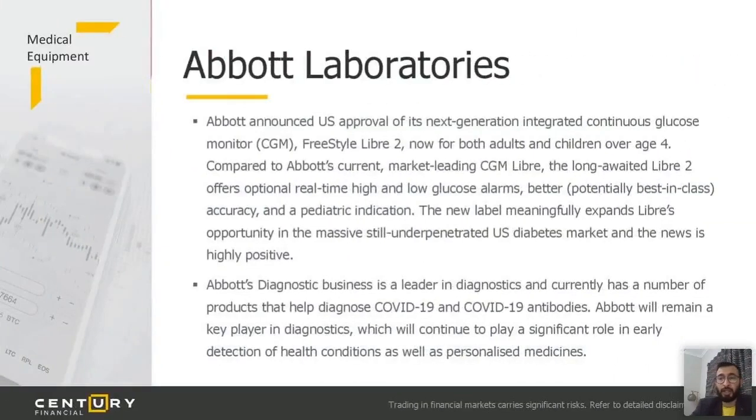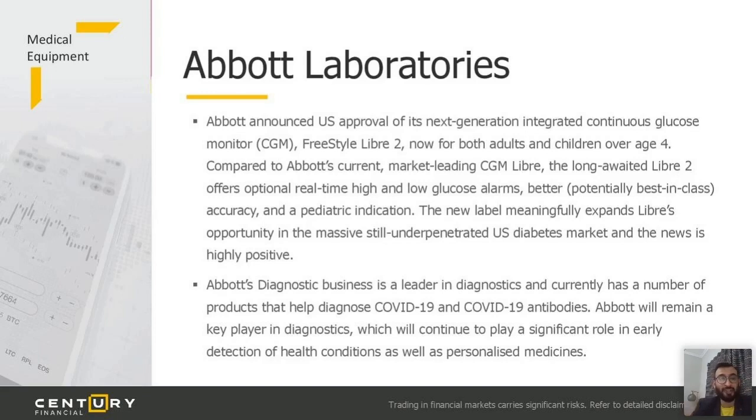Now, moving on, after Avantor, we are looking at Abbott Laboratories. Again, this is one of the medical equipment companies, a leader in the diagnostic business, and it currently has a number of products that help diagnose COVID-19 and COVID-19 antibodies. Abbott will remain a key player in diagnostics, which will continue to play a significant role in early detection of health conditions as well. So this is really important, because antibodies are really important to go ahead for further research. So that is something which can be really good.